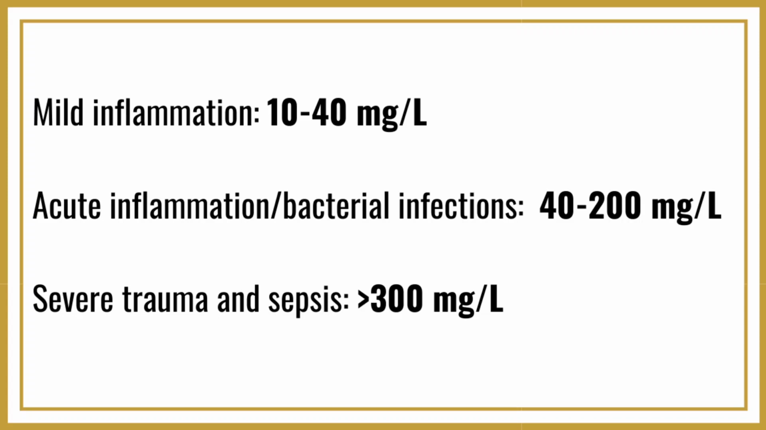classified as mild inflammation. Acute inflammation and bacterial infections are usually between 40 and 200 milligrams per liter, and if you have severe trauma or sepsis, it's over 300 milligrams per liter, and that's usually a warning sign that something's completely wrong here and they have to take action.